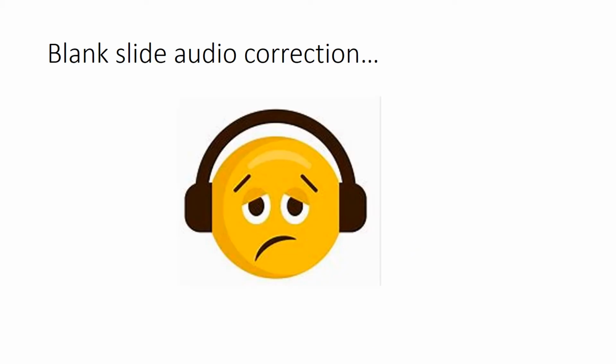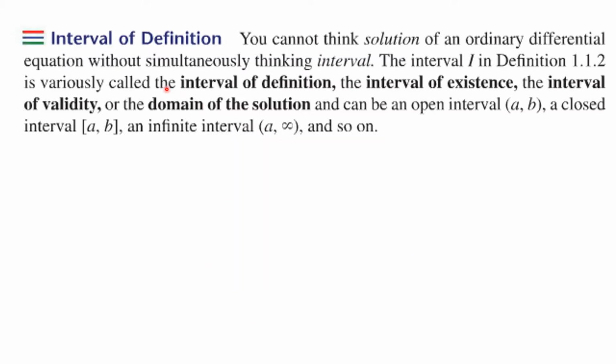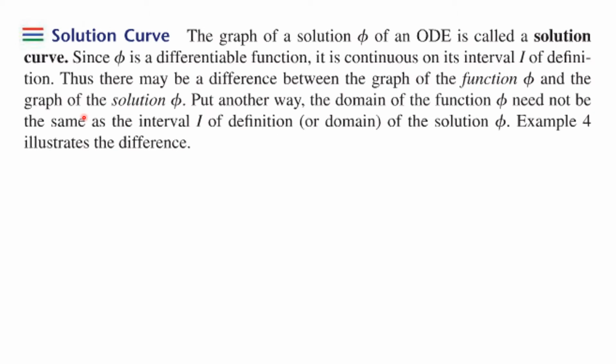This is the conclusion of the lecture called Introductory. We define the interval of definition, but this really is the interval of validity. We've talked about that before. It must contain the initial condition, and it must be the domain of the solution. The graph of a solution phi of an ODE is called a solution curve. There may be a difference between the graph of the function phi and the graph of the solution because they might not have the same domain. So the interval of validity becomes a consideration.